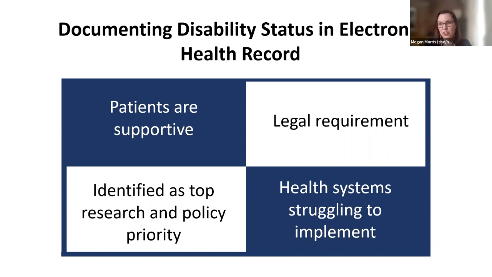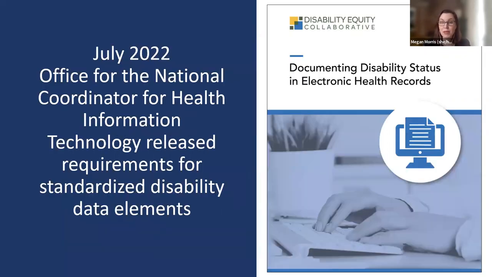If you could go to the next slide. We have had some recent developments in policies, specifically in July of last year, the Office of the National Coordinator for Health Information Technology, so ONC, the federal body that oversees electronic health records, released requirements for interoperability for standardized disability data elements. What this says is that all electronic health records have to have a place where you can input disability status. It doesn't say to the healthcare systems that you need to be using that field, because their purview is just the electronic health record companies and the platforms, okay?